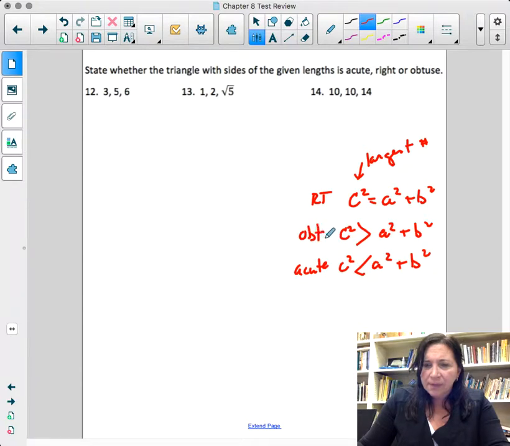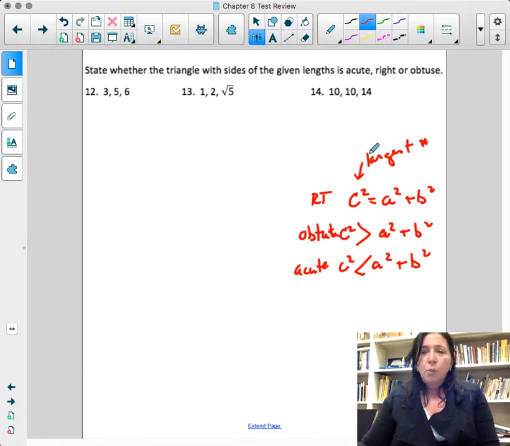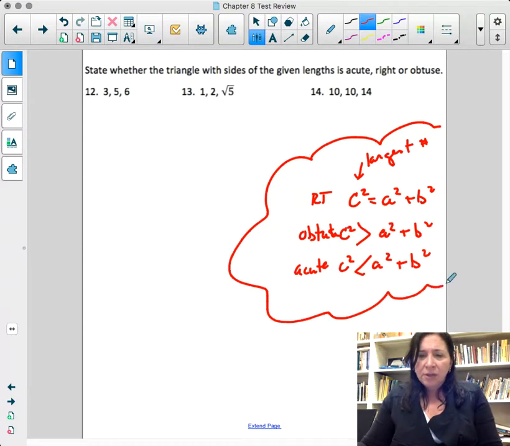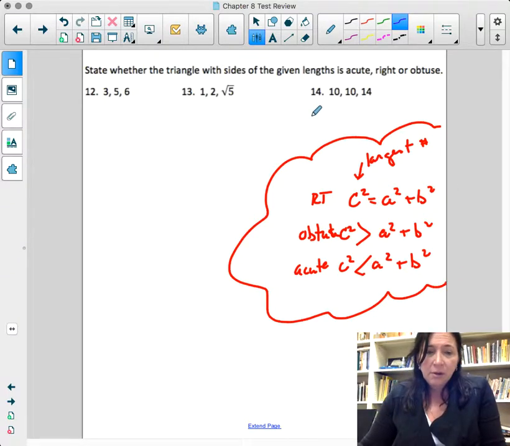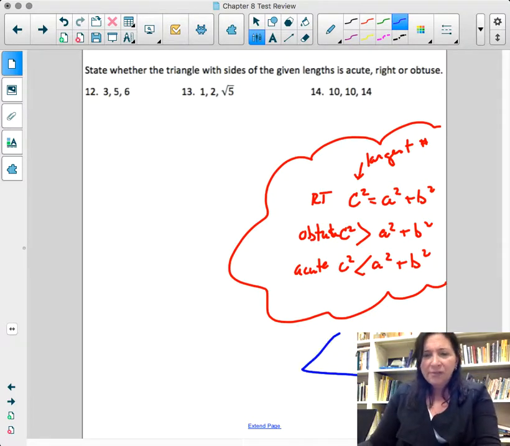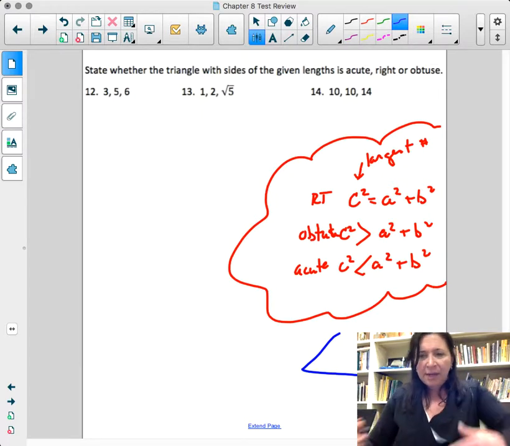All right? That's obtuse. Now, one other thing that you need to look out for, and that is, is it a triangle? Because remember, the sum of two sides of a triangle has to be greater than the third side, or you're going to get something like this where it just doesn't connect.